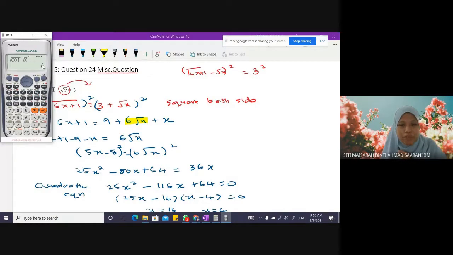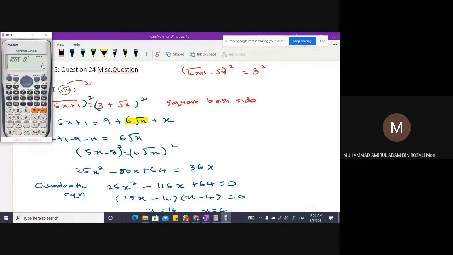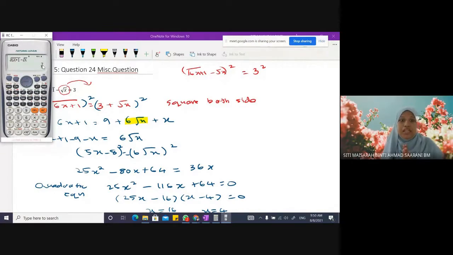Berapa value yang awak dapat? 75. 75. Jadi kita nak berapa sebenarnya? Value yang kita nak? 3. 3. So jadi this one maksudnya x equals to 16 over 25 cannot be finalized as your answer lah. So maksudnya kita buang x sama dengan 16/25 tu.